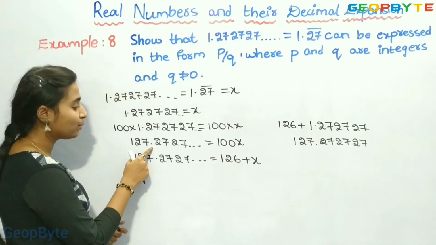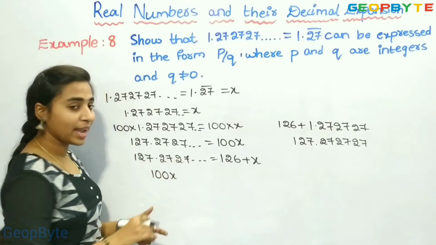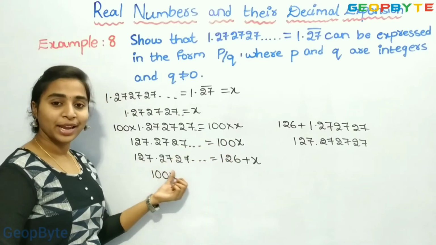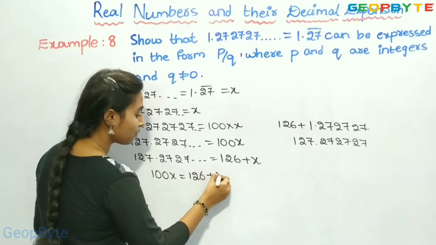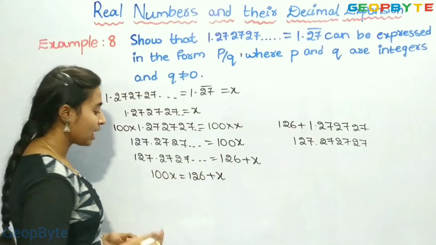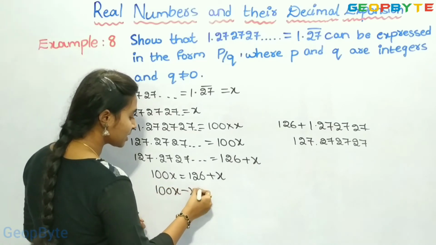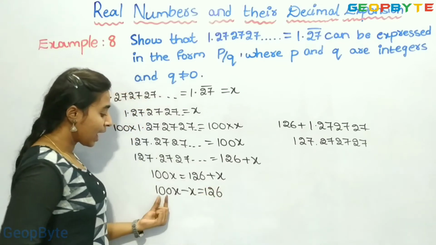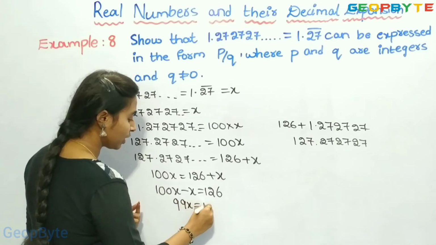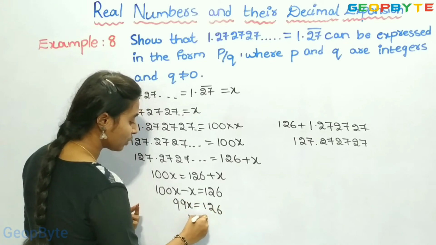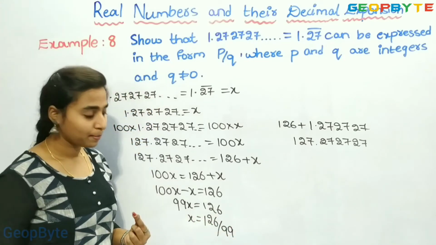Now, 127.2727 is nothing but 100X. So, I have written 100X in place of this, which is equal to 126 plus X. Now, this X comes towards the left. 100X minus X is equal to 126. 100X minus X, 99X is equal to 126. X equals 126 by 99.